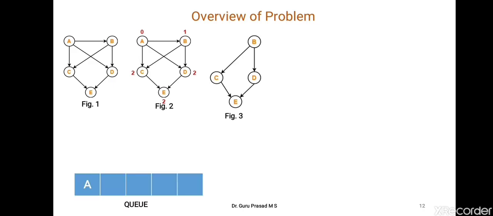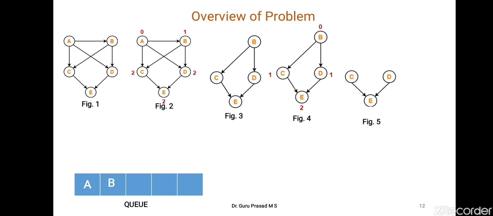Now figure 3 is the resultant graph after removing the vertex A and its associated edges. Next, calculate the in degree of the graph as shown in figure 3. The in degree of B is 0, C is 1, D is 1 and E is 2. Next you have to select the vertex with in degree 0. Now the vertex B has in degree 0. I am selecting the vertex B, deleting that vertex and adding vertex B into Q.